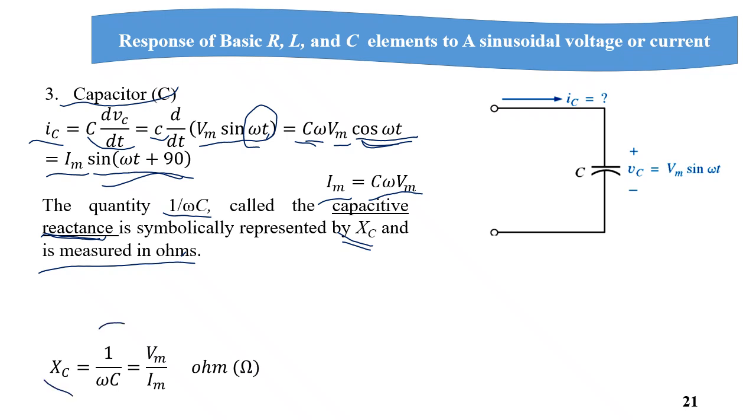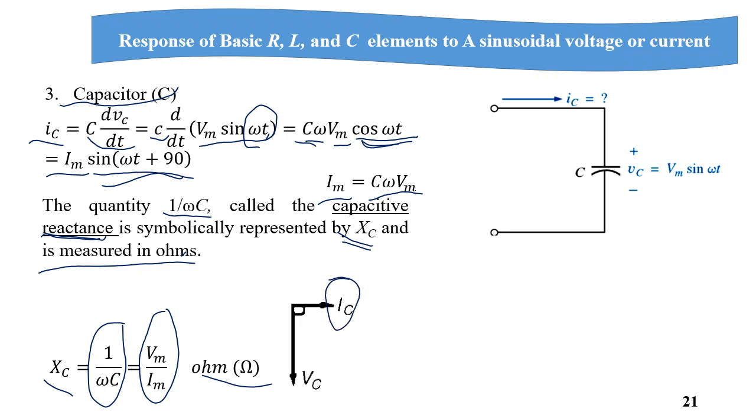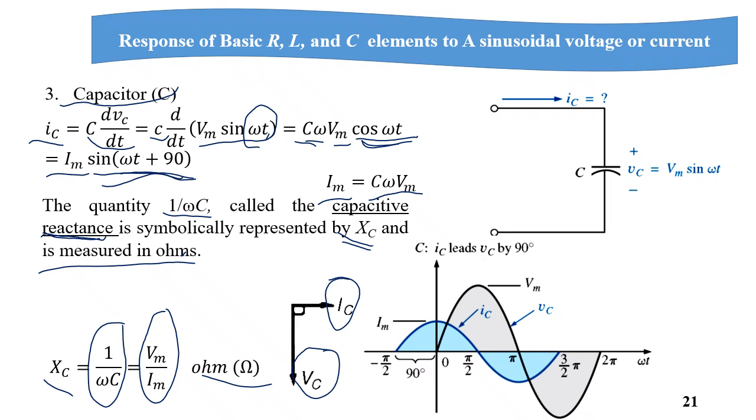XC equals 1 over omega C, which is equal to V maximum divided by I maximum and is measured in ohms also. For the current in the capacitor, it is having an angle omega t plus 90, and for the angle of the voltage, which is having an angle of 0, then the current in the capacitor leads the voltage. The current here is beginning at negative 90 and the voltage is beginning at 0. Then the current leads the voltage by 90 degrees. Then I leads V by 90 degrees for the capacitor.